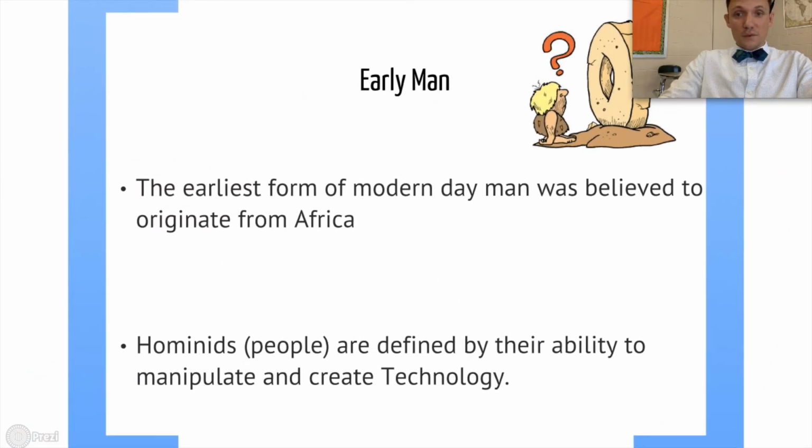The earliest forms of modern-day man were believed to originate from Africa. After origination, they all started to scatter out and migrate throughout the different parts of the world. This is usually in search of new resources. Hominids are anything that we refer to as people. Hominids are defined by our ability to make, create, and advance in technology.